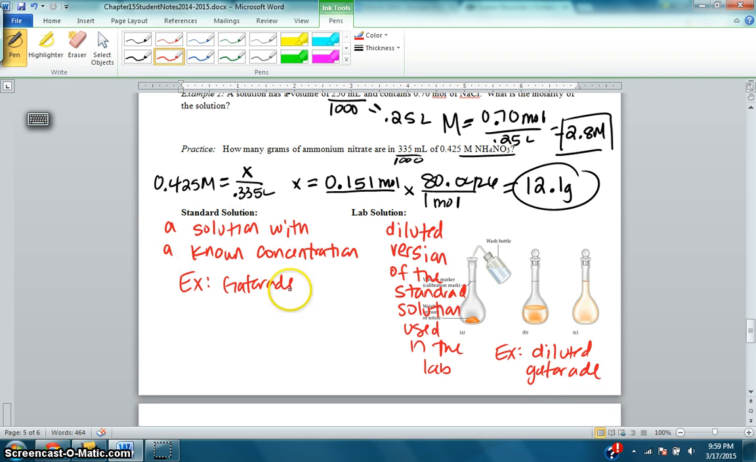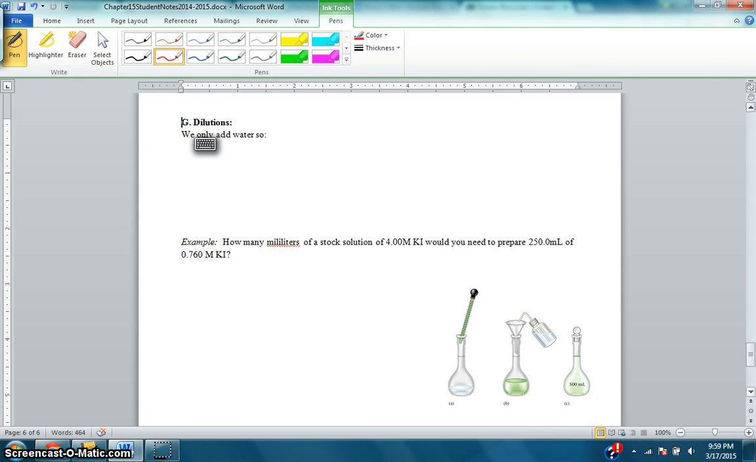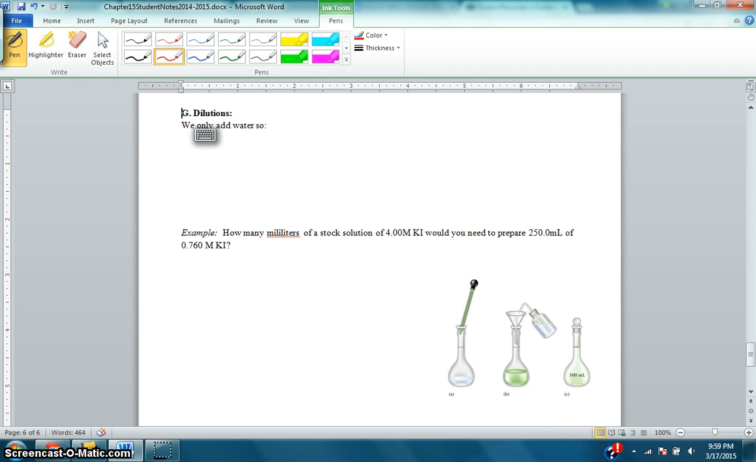So your standard solution is just going to be the thing that's fully loaded, and your lab solution is going to be something that has water added to it. So you're just taking something and you're kind of diluting it down. So what does it mean when we do a dilution, and what are we really adding? So when we think about how my husband cut his Gatorade down, all he was doing was adding water. So what does that mean is really happening?